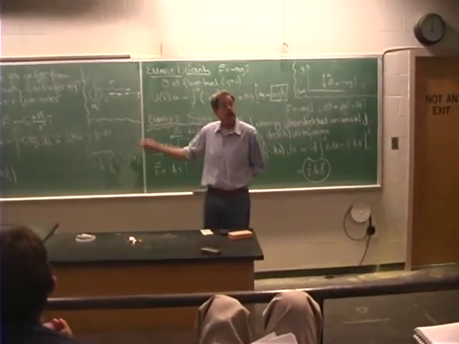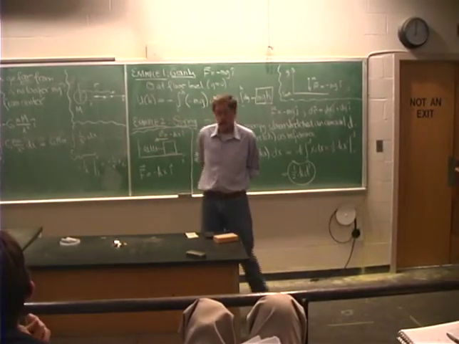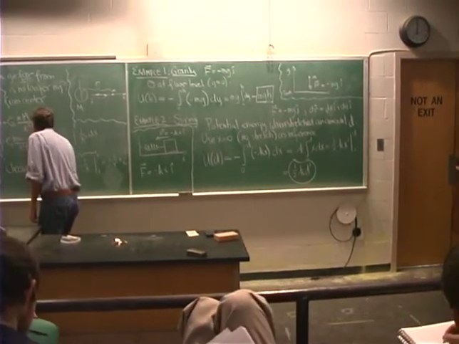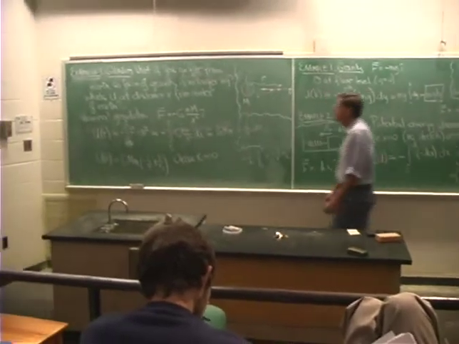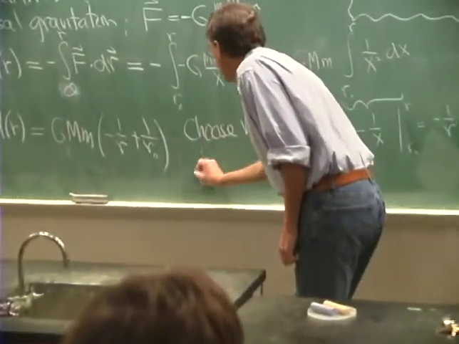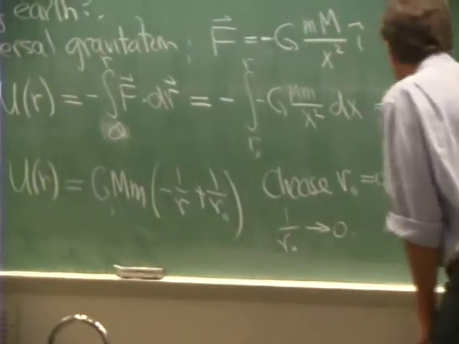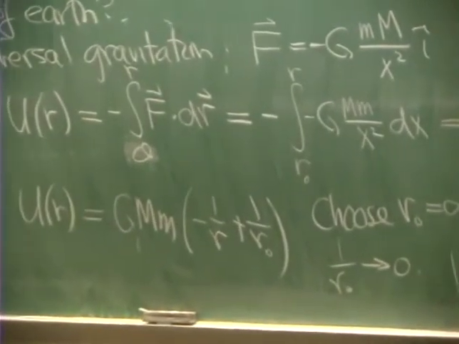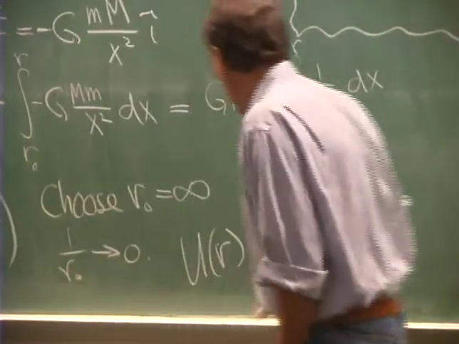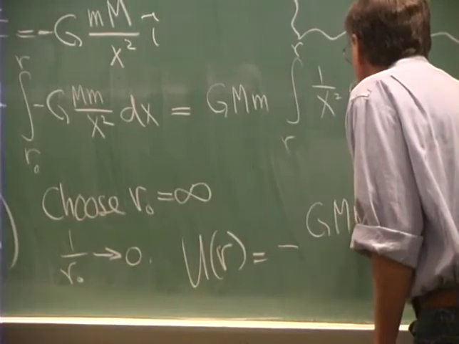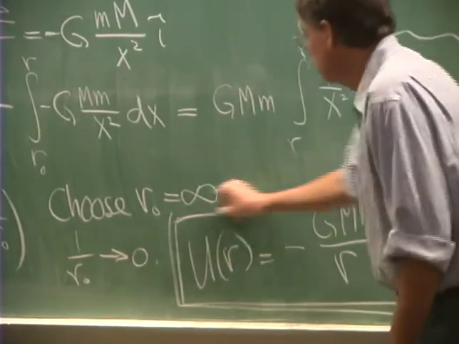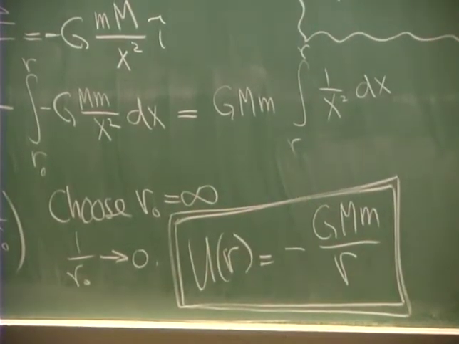If I use infinity as R0, then 1 over infinity is 0. That term drops out entirely, and I've got the cleanest possible formula, the cleanest expression that money can buy for this. Choose R0 equals infinity. That is to say, I'm putting my reference point at infinity. Then 1 over R0 goes to 0, and I have a nice formula, U of r equals minus, don't forget the minus sign, minus G times the product of the masses divided by r, just one factor of r.